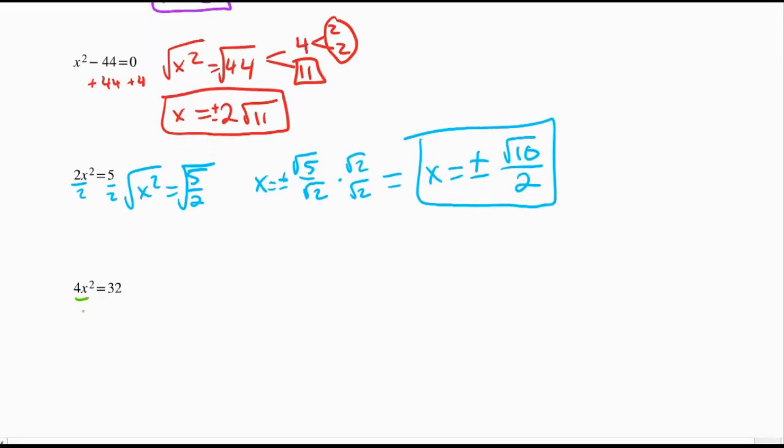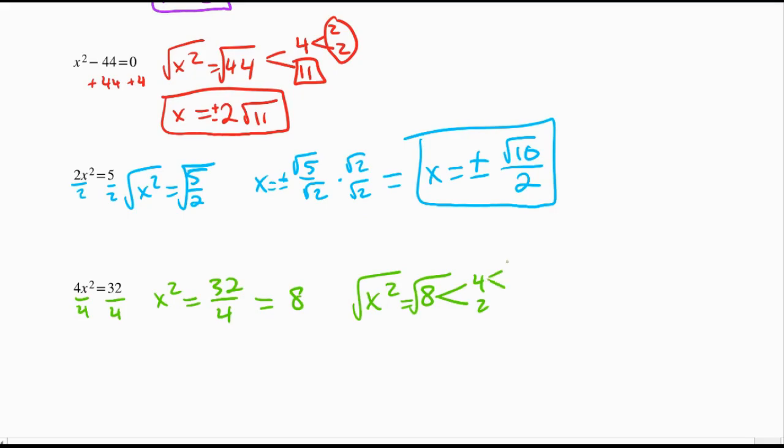And last one here, divide by 4, divide by 4. 32 divided by 4 is actually just 8. So x squared equals 8. Square root both sides. Again, I have to simplify this one like the second one. Got to break it down into its factors. Anything that I can pair up, that means I can pull it out. Anything that's left over stays on the inside. So my final answer is x equals plus or minus 2 root 2.